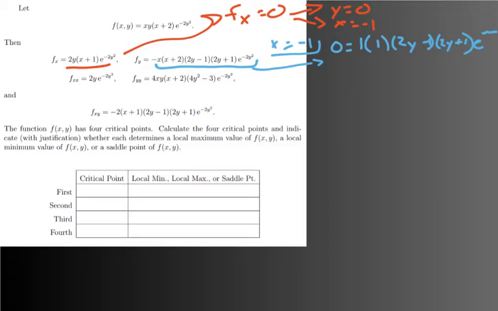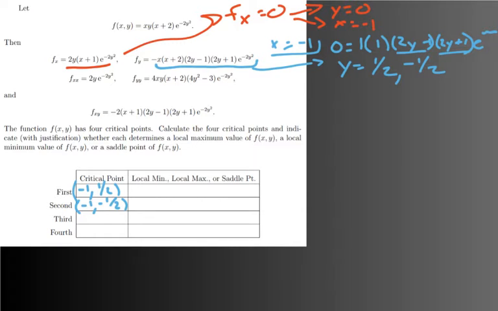So the only way that'll be 0 is if you have these two factors go into 0. So y is a half or negative a half. So one of these critical points is just going to be when x equals negative 1, y can be a half, and then also x negative 1 and y negative a half.